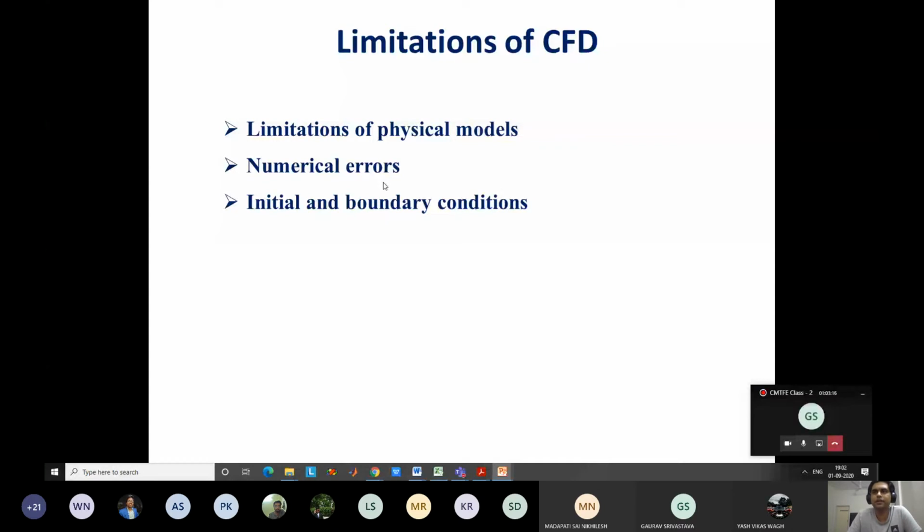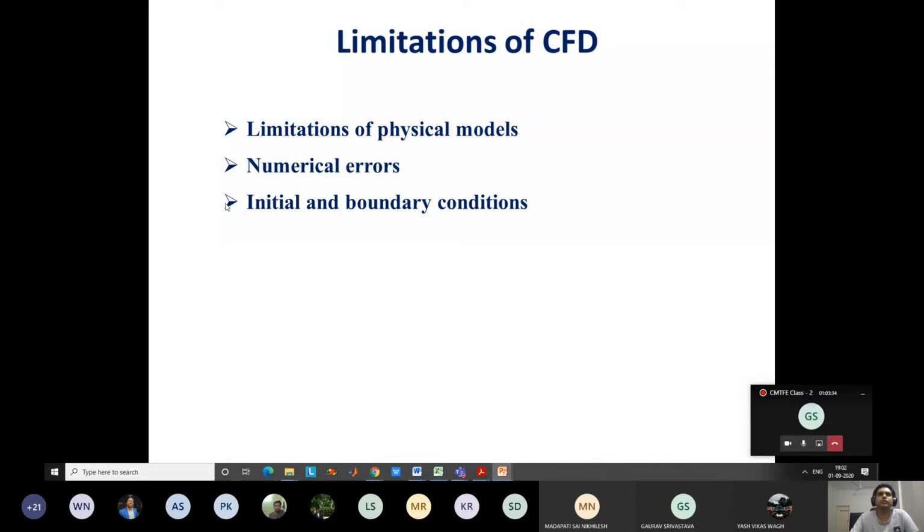This can be removed totally in the limit that your grid size becomes infinitely small. In real life we cannot remove it totally, but theoretically it is possible to remove it totally if your grid size is infinitely small. This is truncation error.